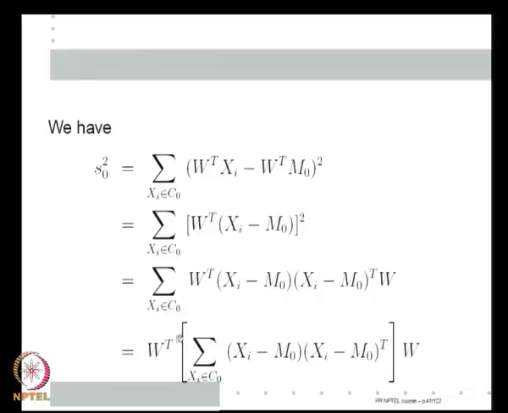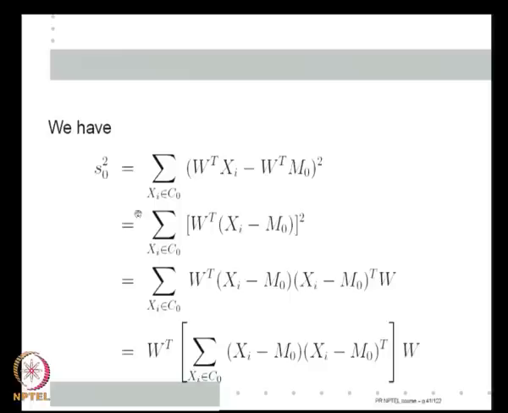Right? This is the ML estimate for the covariance matrix of class 0. So, I can write S0 square as W transpose, summation over xi belonging to C0, (xi minus M0)(xi minus M0) transpose, W. This matrix of course is not the covariance matrix, it is the covariance matrix except for a multiplicative factor, because I need 1 by N0 to make it an estimate of the covariance matrix.